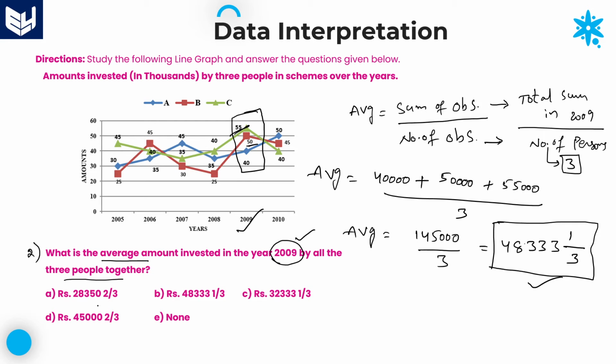Here options are given in terms of mixed fraction only, so you just keep the answer in terms of mixed fraction. Sometimes there is a chance of options being given in terms of approximations. In that case, you can go with the options. See which option is close to this particular answer. The exact answer is 48,333 1 by 3. That is the exact average of all three members together in the year 2009, which is option B. Option B is the right answer for this question.